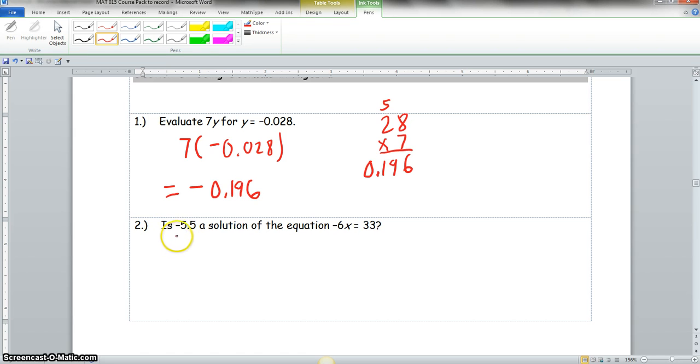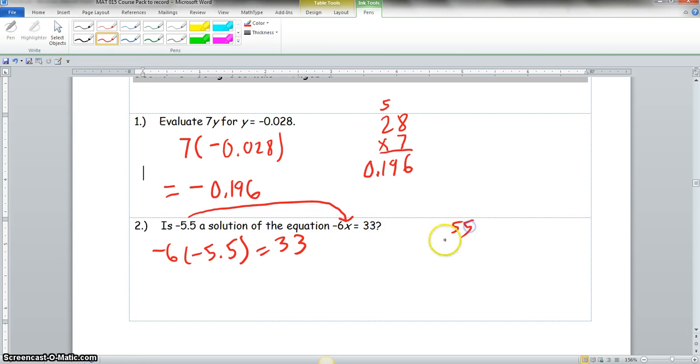Now we go here to number 2. It says, is negative 5.5 a solution of the equation, negative 6x equals 33? This negative 5.5 will substitute in for x, and that equals 33. So we know a negative times a negative is positive. So we could drop this decimal and take 55 times 6 to see if it'll give us 33. 6 times 5 is 30, carry your 3. 6 times 5 is 30, plus 3 is 33. Now we have 1 digit behind the decimal, so we know 33.0 is the same as 33. And 33 does equal 33, so your answer is yes.